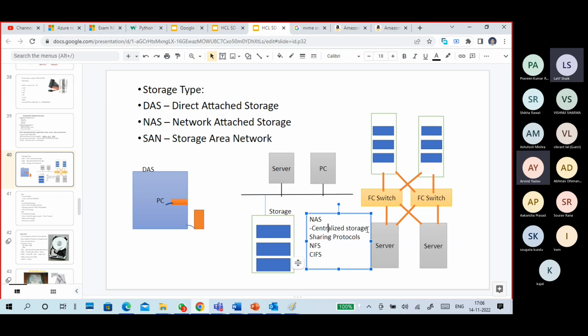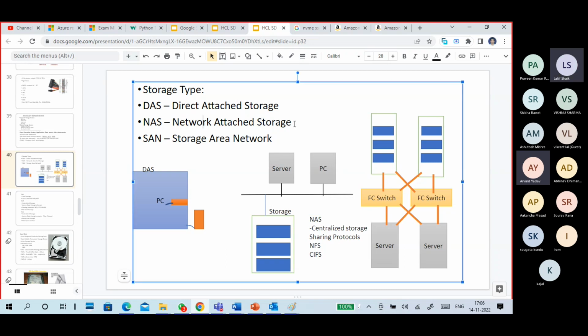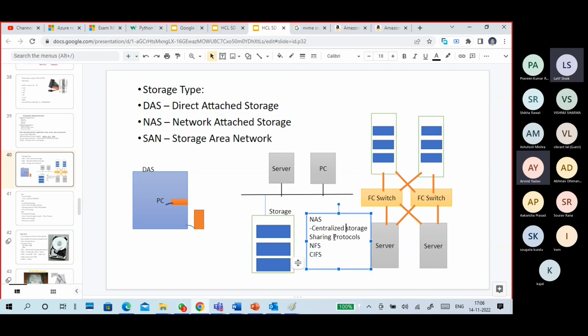It is a centralized storage. This is the storage bay, where data from every person is stored. People will access the data through the network from this storage bay. They can store the data, and they can access the data also. So NAS is network attached storage, a centralized storage that uses sharing protocols like NFS and CIFS.